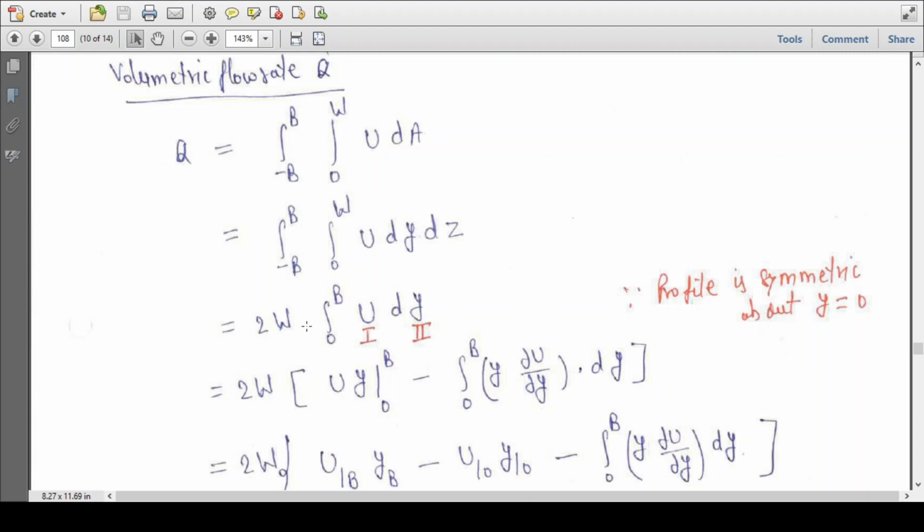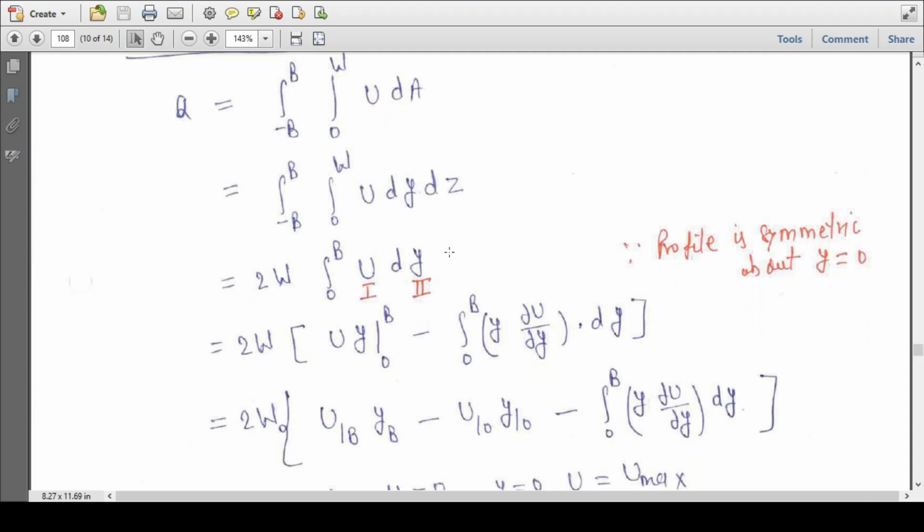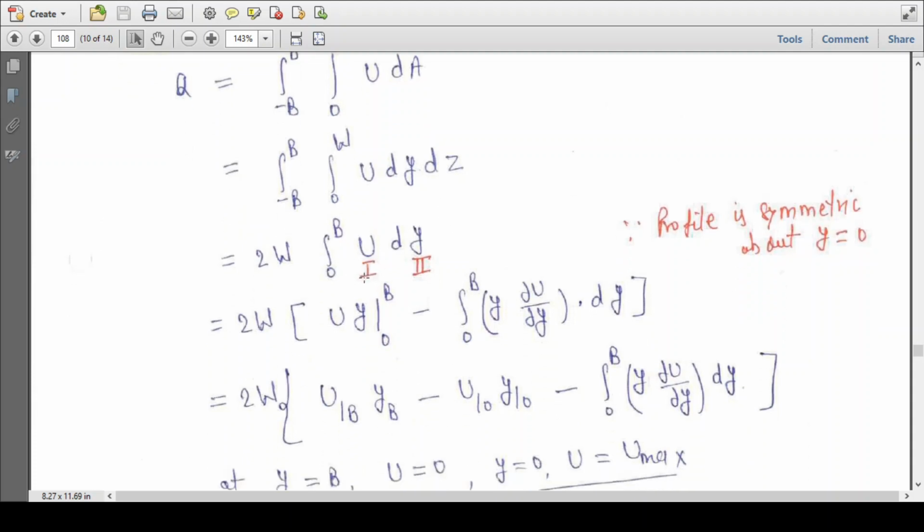This is a symmetric flow, so you can integrate from 0 to b with a factor 2 and w here. The width of the plate is always constant, so dz gives w, and the limit minus b to b changes to 0 to b by putting a factor 2. So we have the expression with u and dy for the symmetric profile.